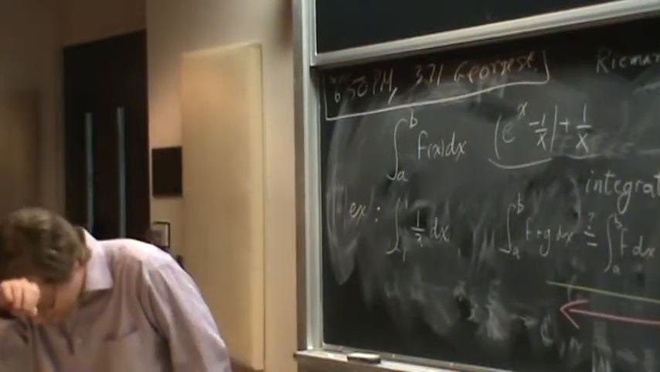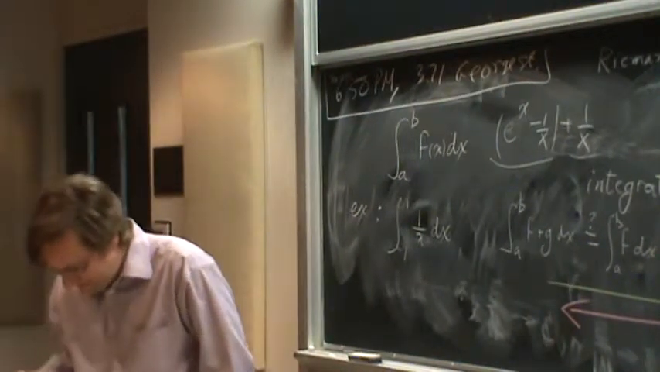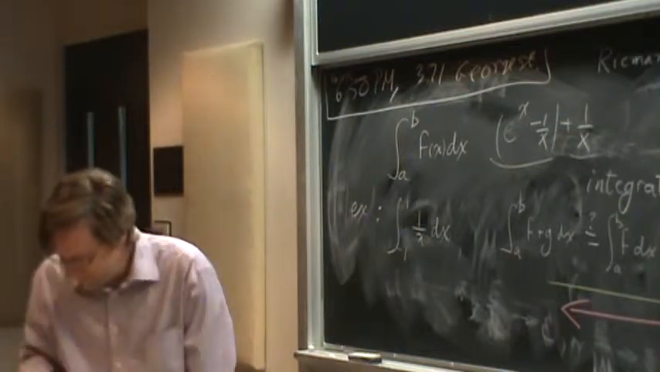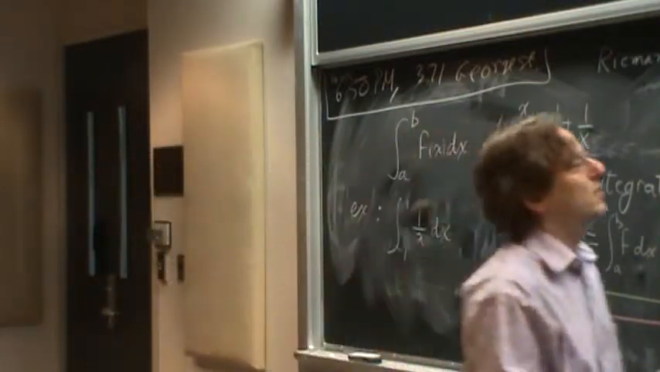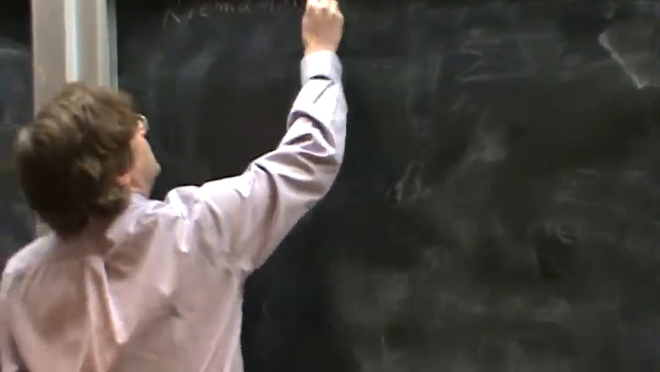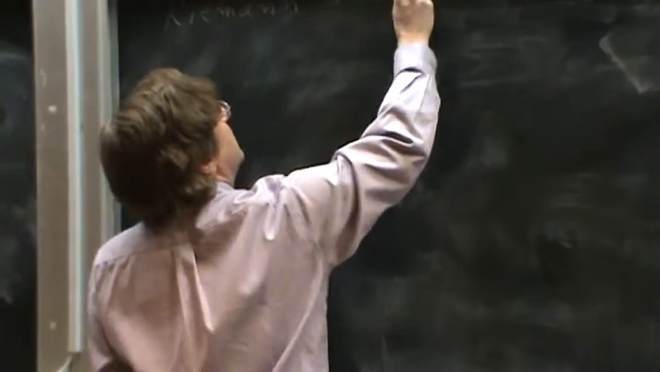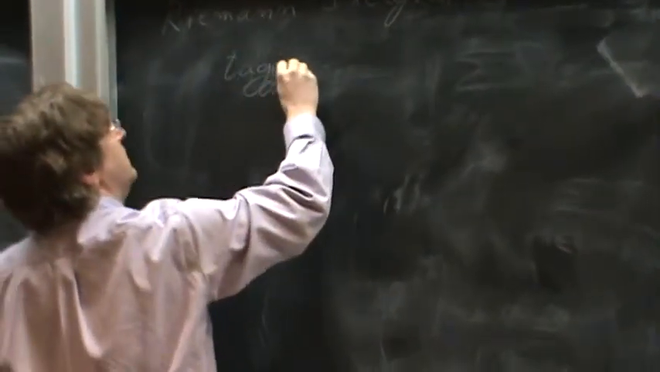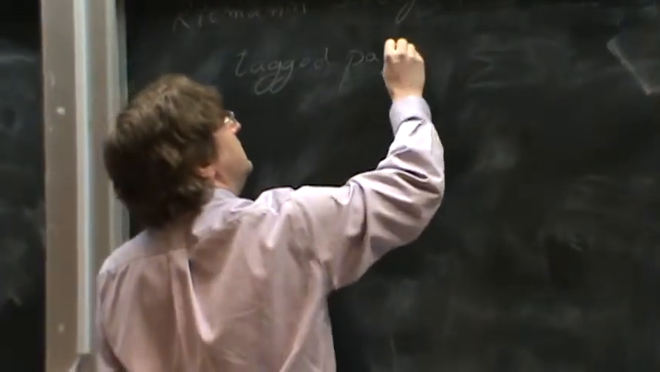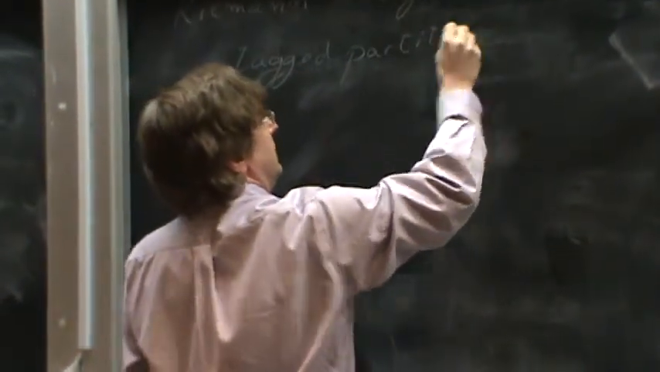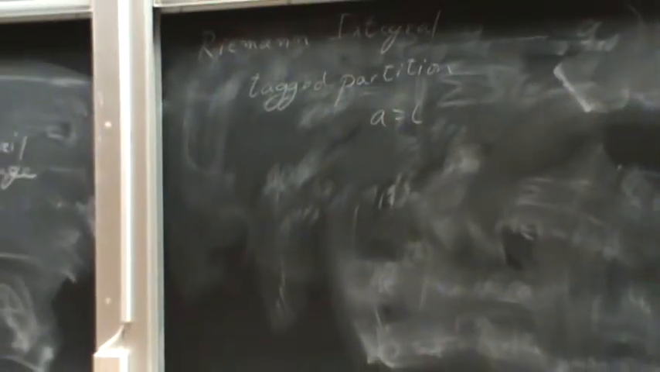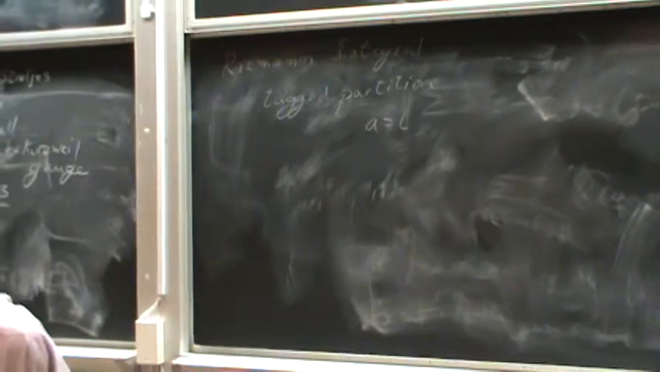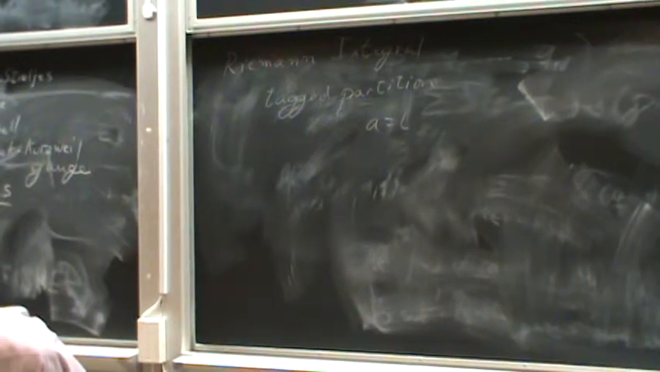Right. So to really look at how it works, we need to go back to the definition. We have a tagged partition. I just want to make sure I keep the same notation: x naught, then t naught.